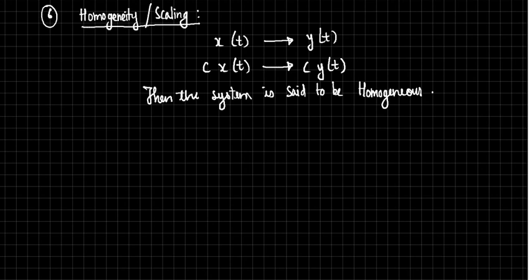Now this should be true for all inputs, for all values of c, and it must be the same c. It may happen that it is getting scaled by, let's say, 2, but at the output it may get scaled by 4. That's not allowed. It must be the same. So for all c, x and t.